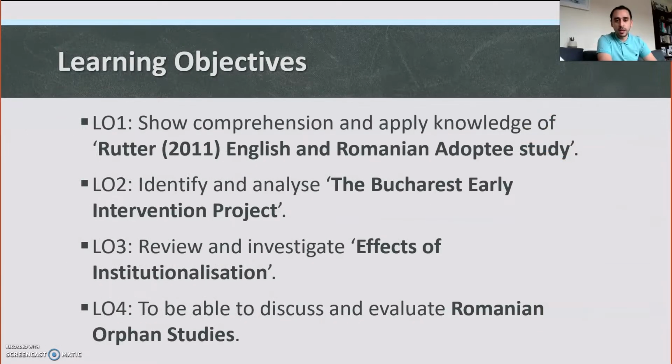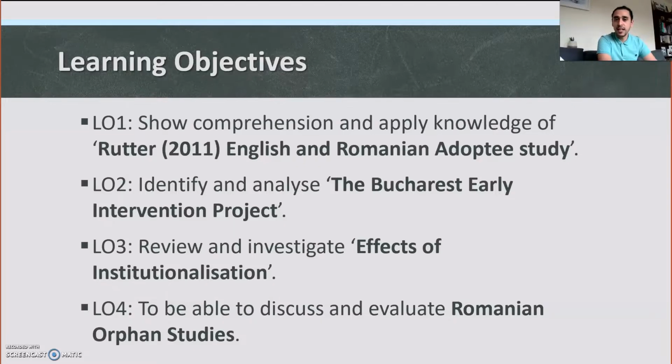We've got 4 learning objectives today. 1. Show comprehension and apply knowledge of Rutter's English and Romanian Adoptee study. Learning objective 2. Identify and analyze the Bucharest Early Intervention Project. 3. Review and investigate effects of institutionalization. And then, of course, discuss and evaluate the Romanian Orphan Studies. Let's start with number 1.